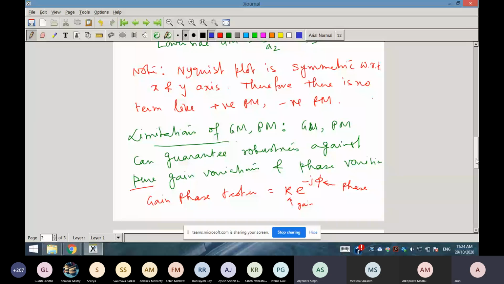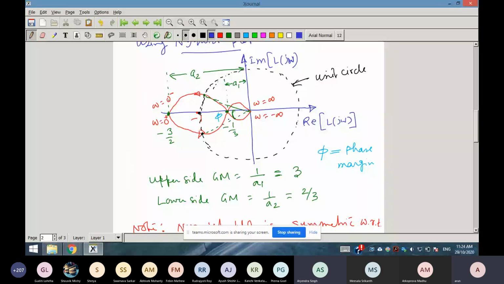So here, for example, for this example, phase margin, you can say this angle or this angle. If you take this angle, it will be positive phase margin, and if you take this angle, it is negative phase margin. Since this is symmetric about your x-axis, positive phase margin equals negative phase margin here. Okay, so you basically need symmetricity about the x-axis, right? Not about the y-axis. It is not required. Okay.